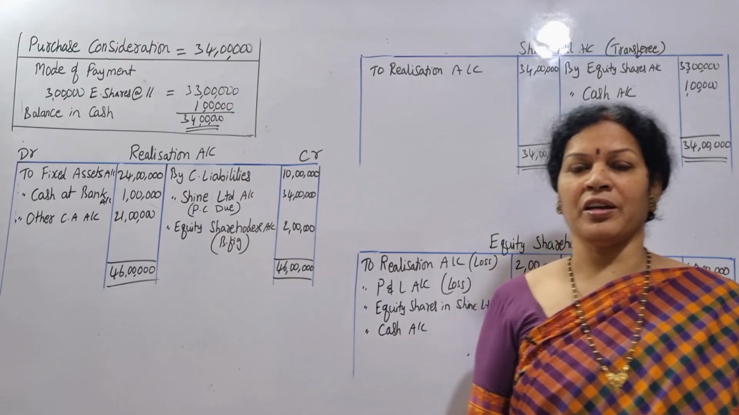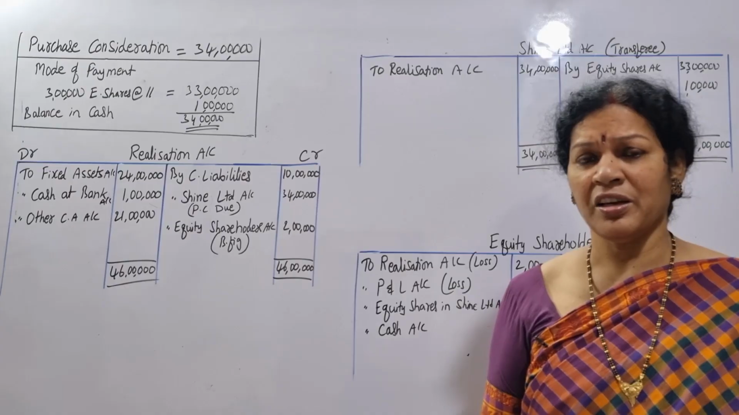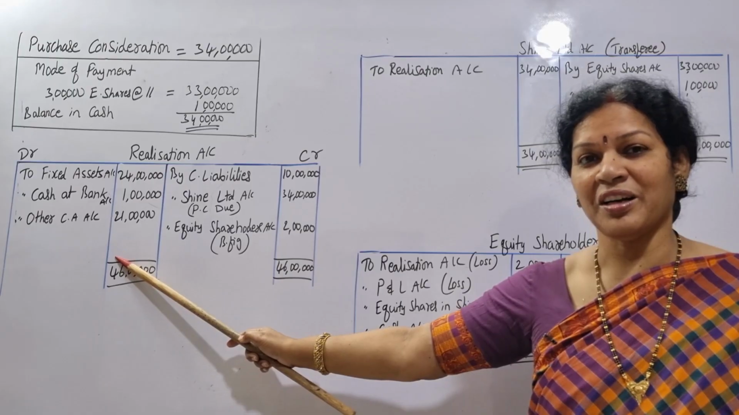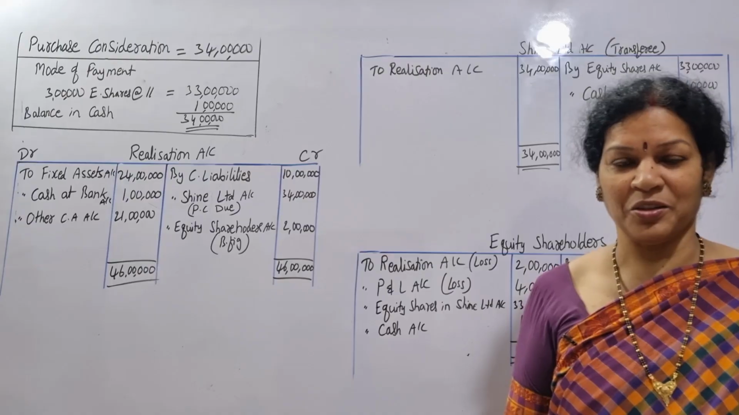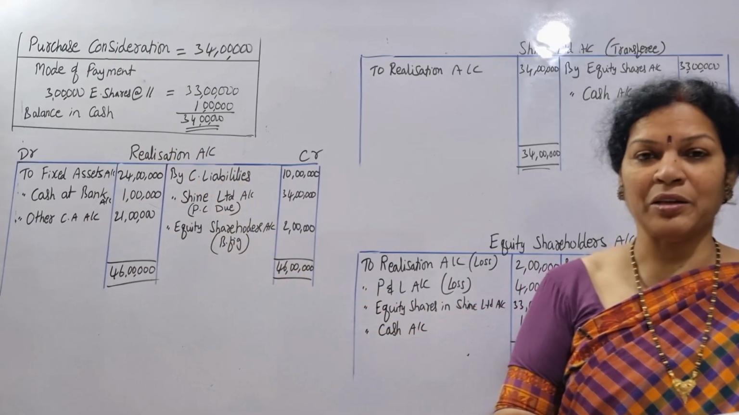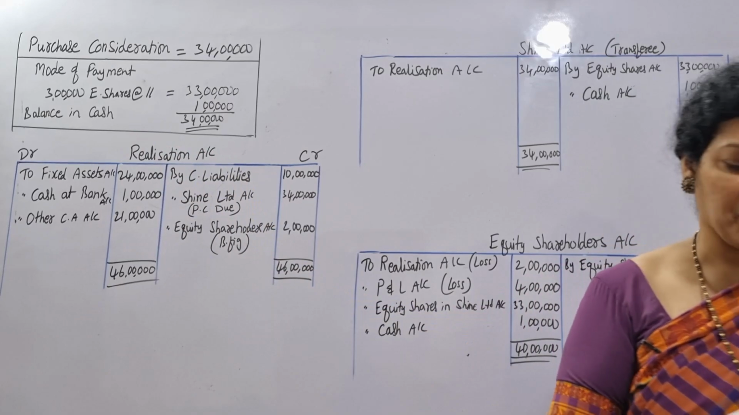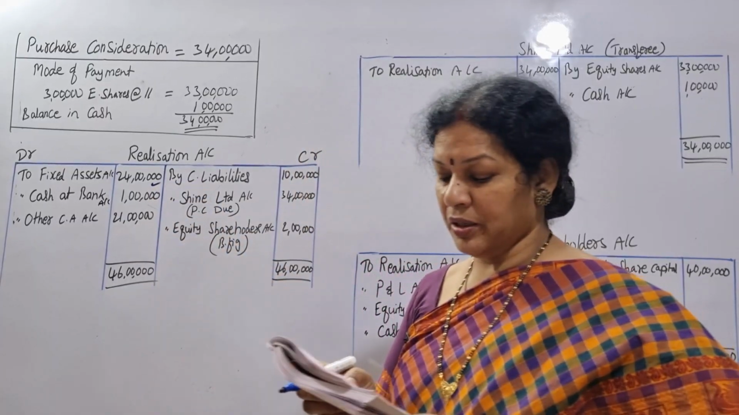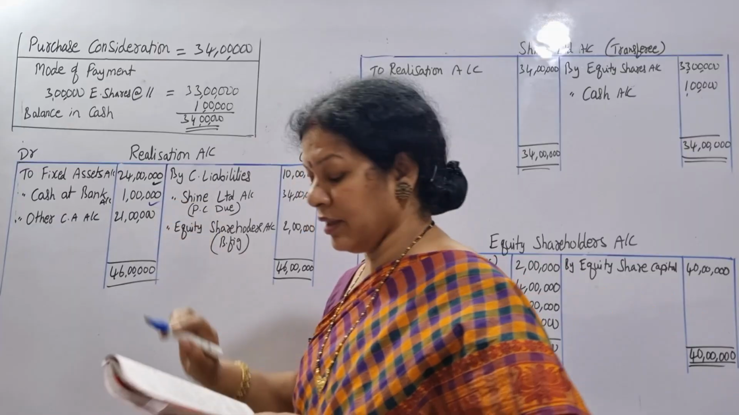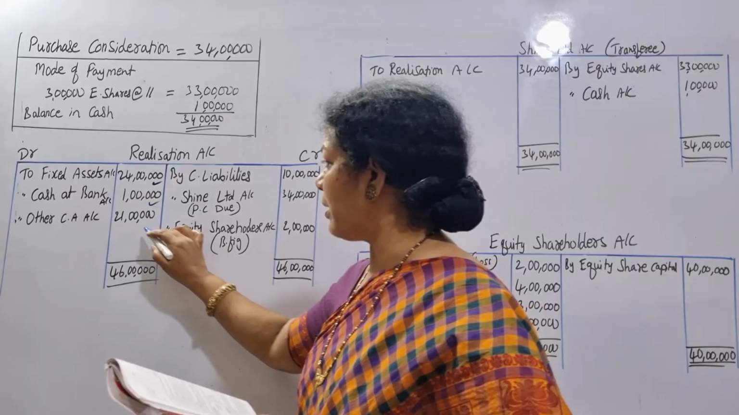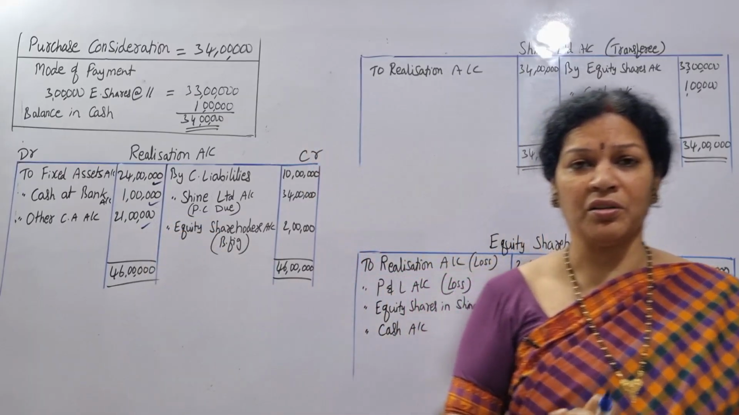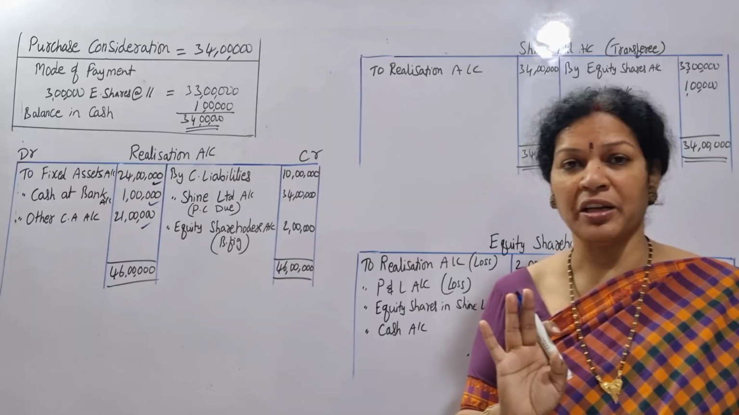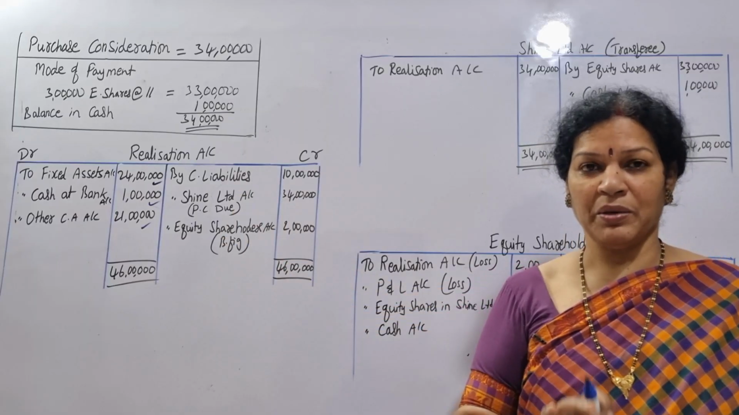Now first we will focus on the realization account. Very easy. The first entry is the realization account, where all the assets are transferred on the debit side. Realization account to various assets accounts, this entry you know. On the debit side we write all the assets given on the asset side. Fixed assets 24 lakh, cash at bank 1 lakh, then other current assets 21 lakh. We don't touch the profit and loss account, this is a loss, not an asset. So we have only 3 assets on the debit side, which are given in the balance sheet.